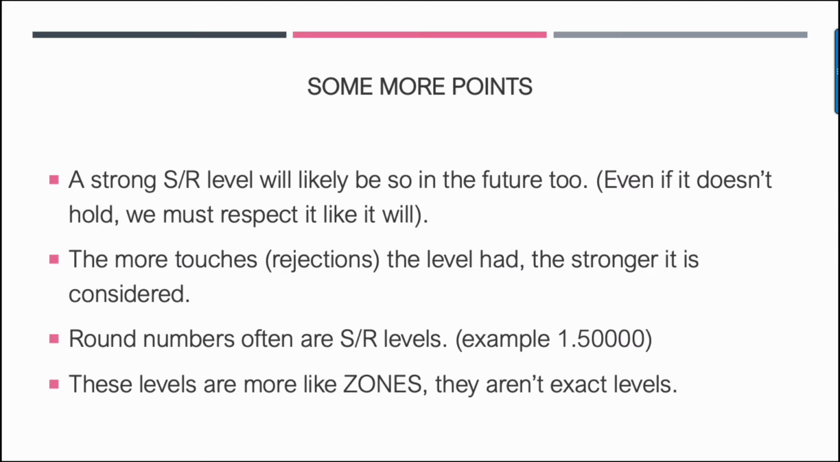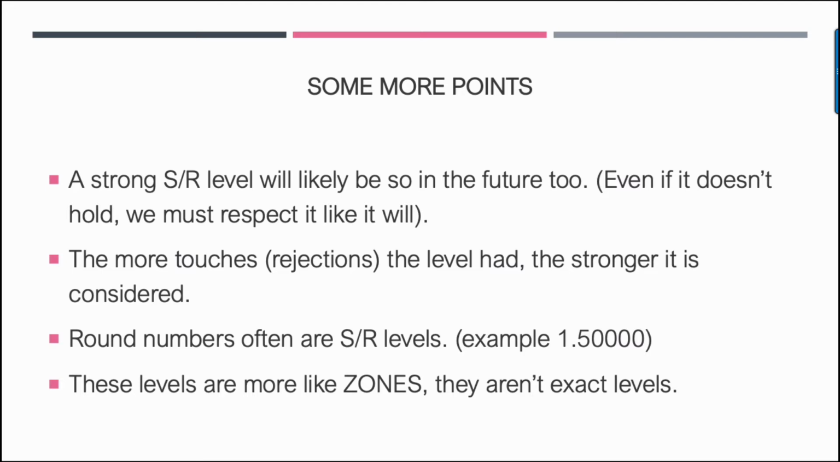This goes together with the next point, that these levels are more like zones. They aren't exact levels. This means that it's not an exact price, that when it hits that price, it's going to reject. We have to look at these levels as around a certain price. We have to look at it as a zone, which is an area of price. And the same is true with these round numbers, that it's not exactly necessarily at 1.50000 that the price is going to reject, but more likely it's going to reject around that level. So much so that it has a hard time getting through the level.